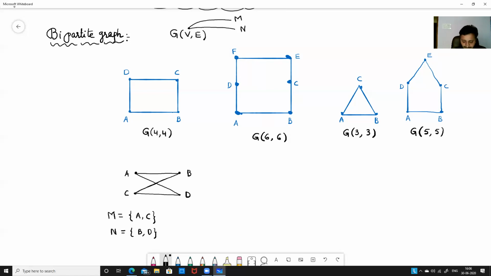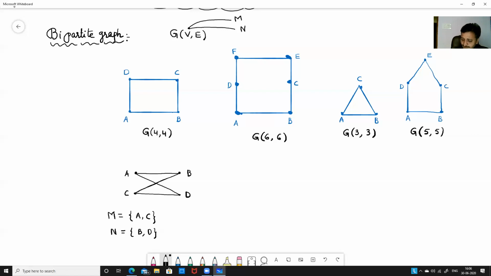But remember, we cannot join A and C. It means no two vertices of the same set can be connected. Please understand. Okay. Now let me check this one.